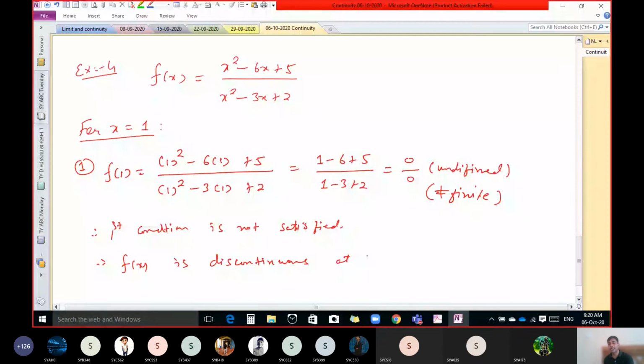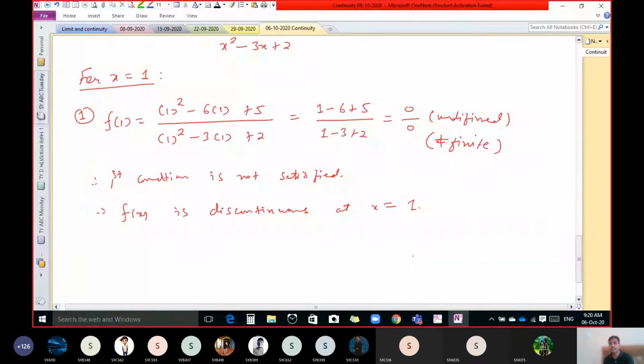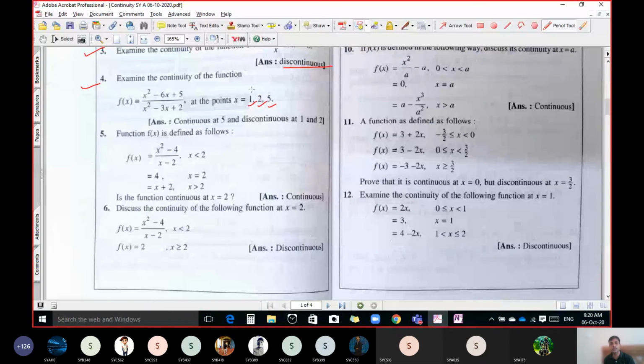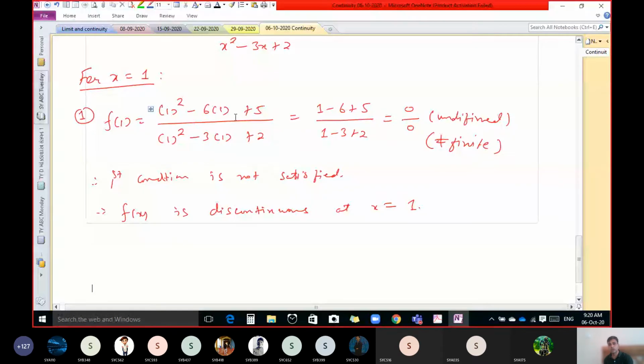No need to check the second and third condition because we get the answer. It is discontinuous. For x equal to 1 it is discontinuous. Now let us check for 2. The same thing we have to do for x equal to 2.